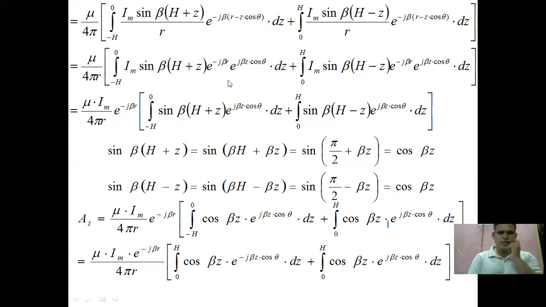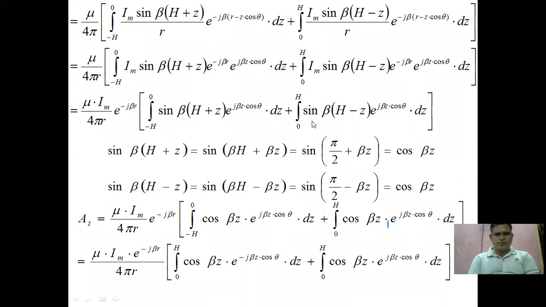How to simplify this one? Here we are integrating with respect to dz. That's why we keep the dz term inside, and all the other terms are outside of this integration. What is the z term? We have e power j beta z cos theta. E power minus j beta r has no z term, right? You can bring it out. Okay, you will get mu by 4 pi r, e power minus j beta r, into this equation.